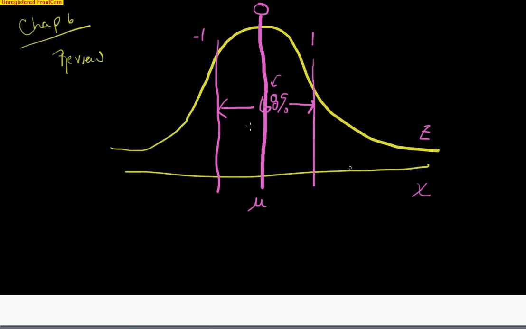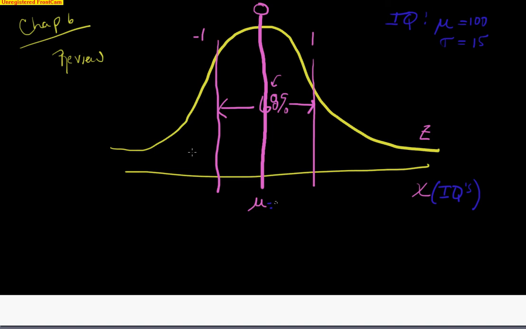So let's do a quick example to give this some meaning. Let's say we are talking about IQ scores. So X in this case is going to be IQ scores. And let's say we're told that the mean IQ score is 100 for a population with a standard deviation of 15. So that means the mean is here.